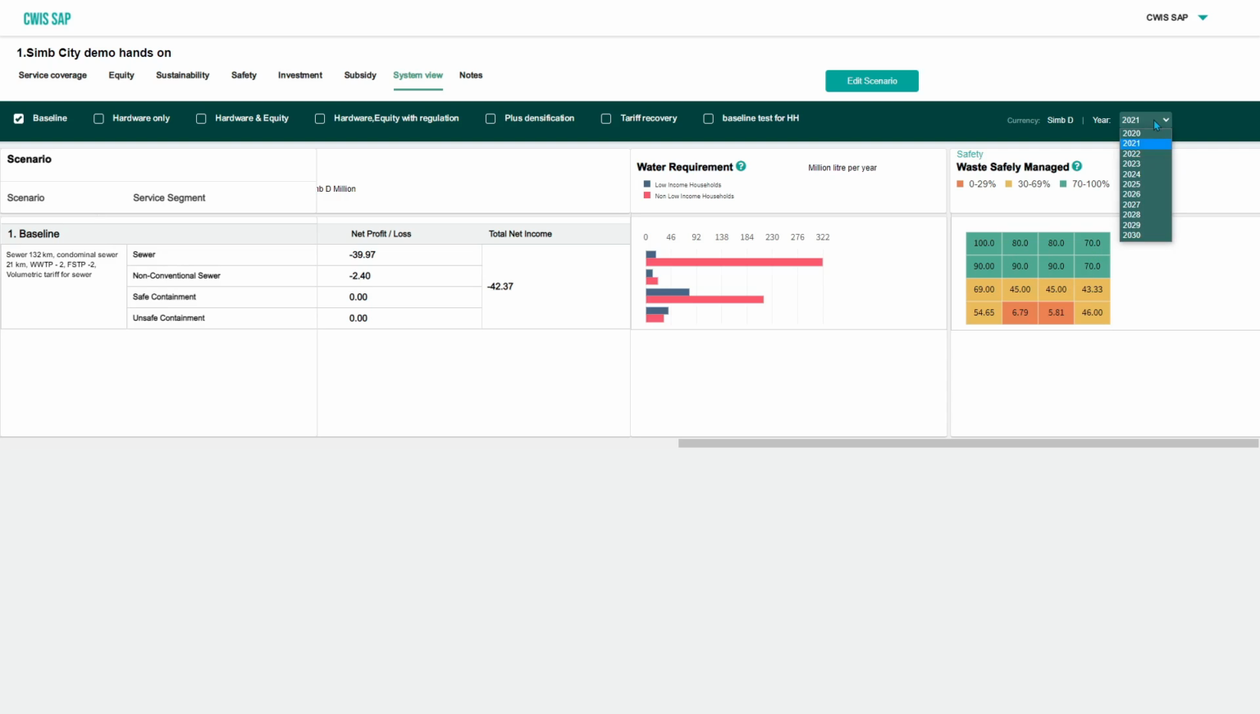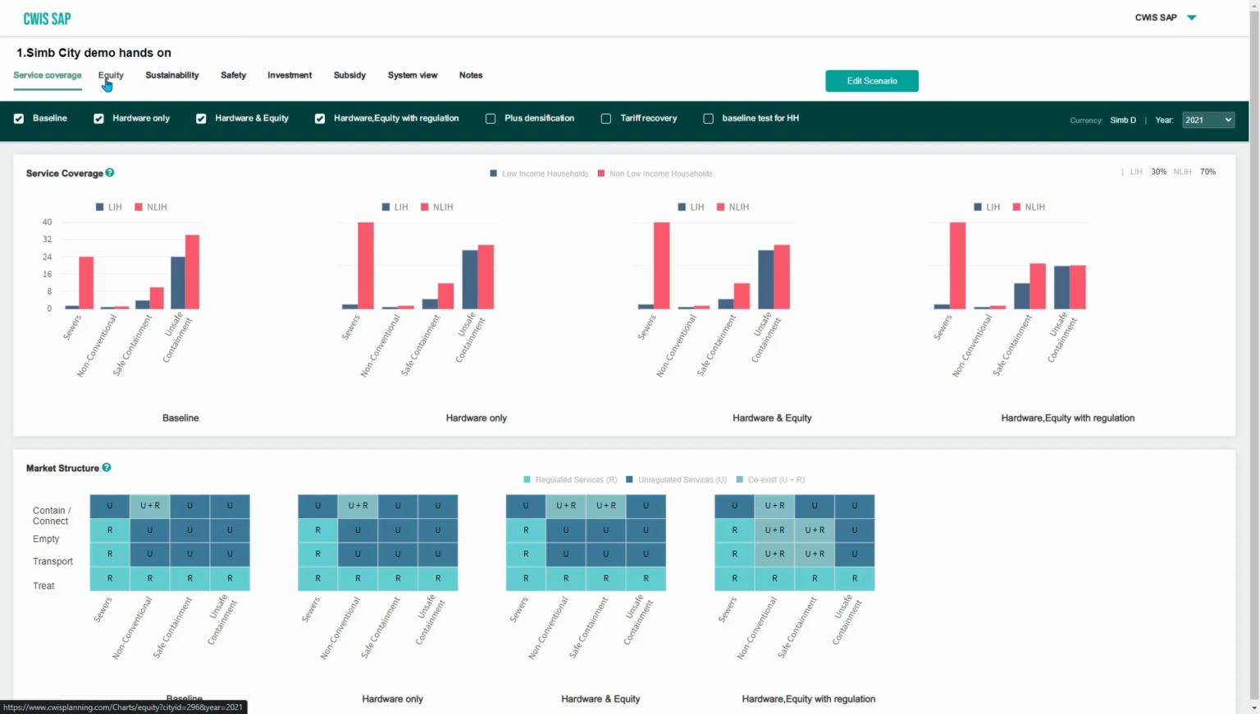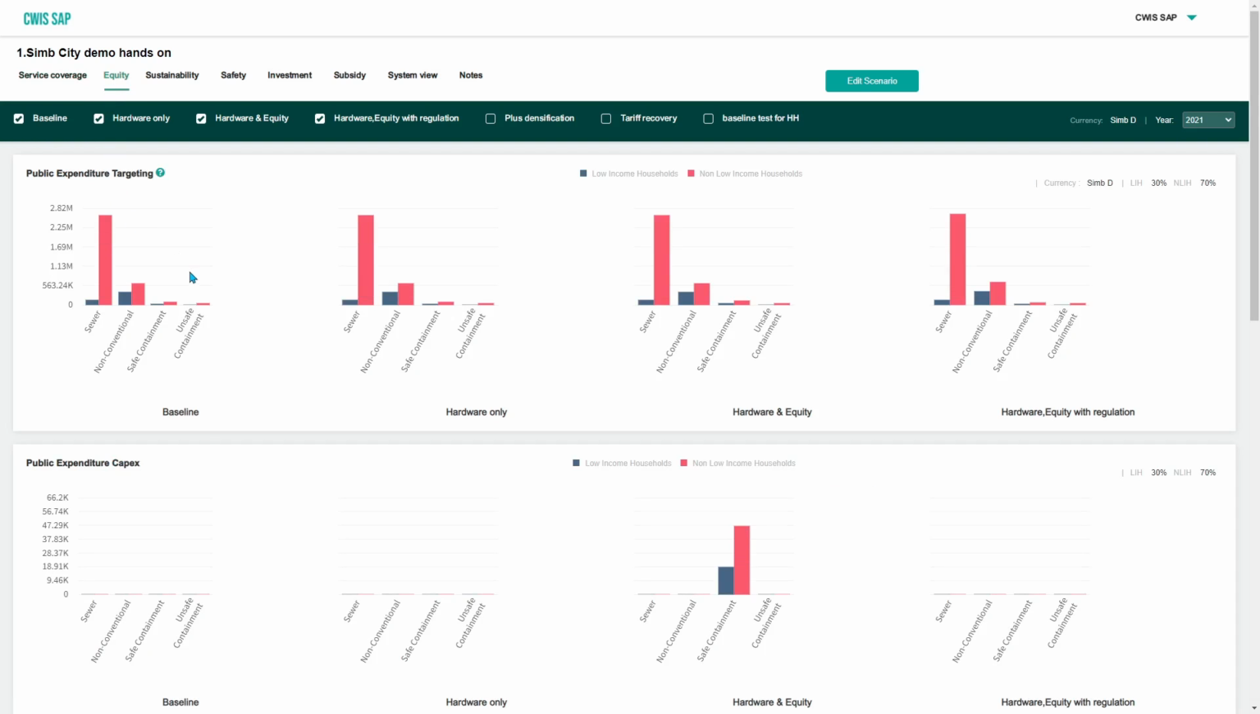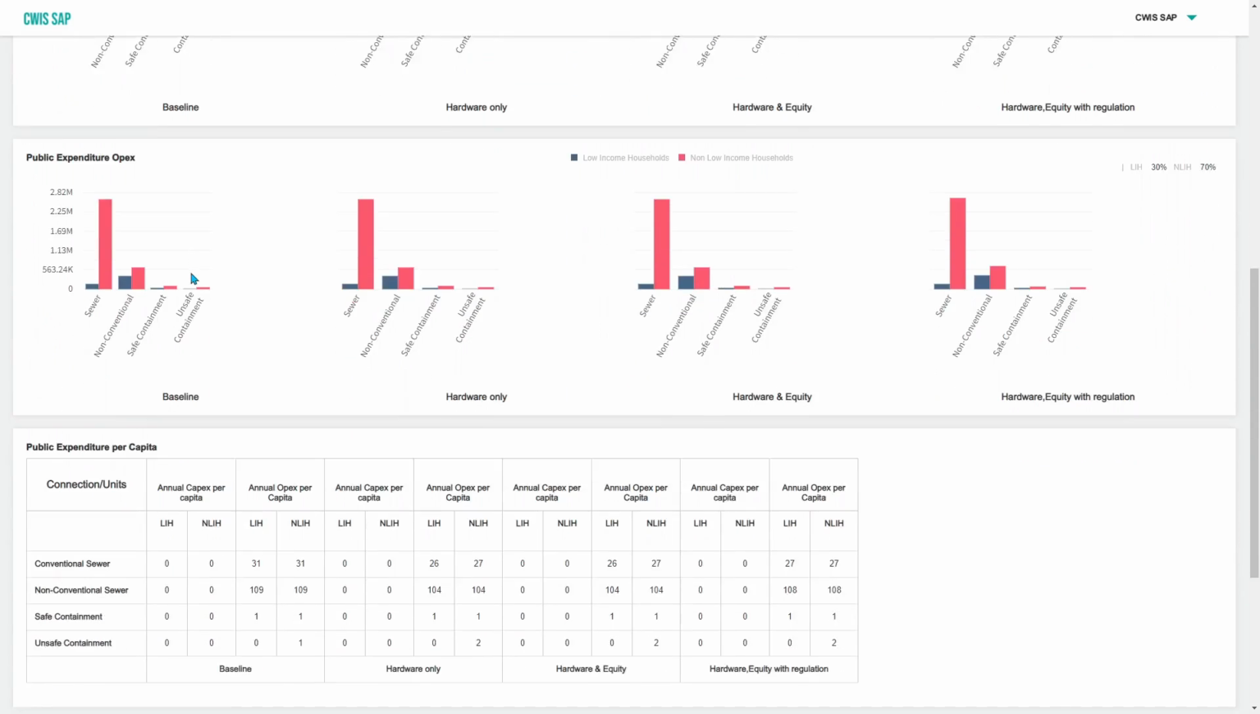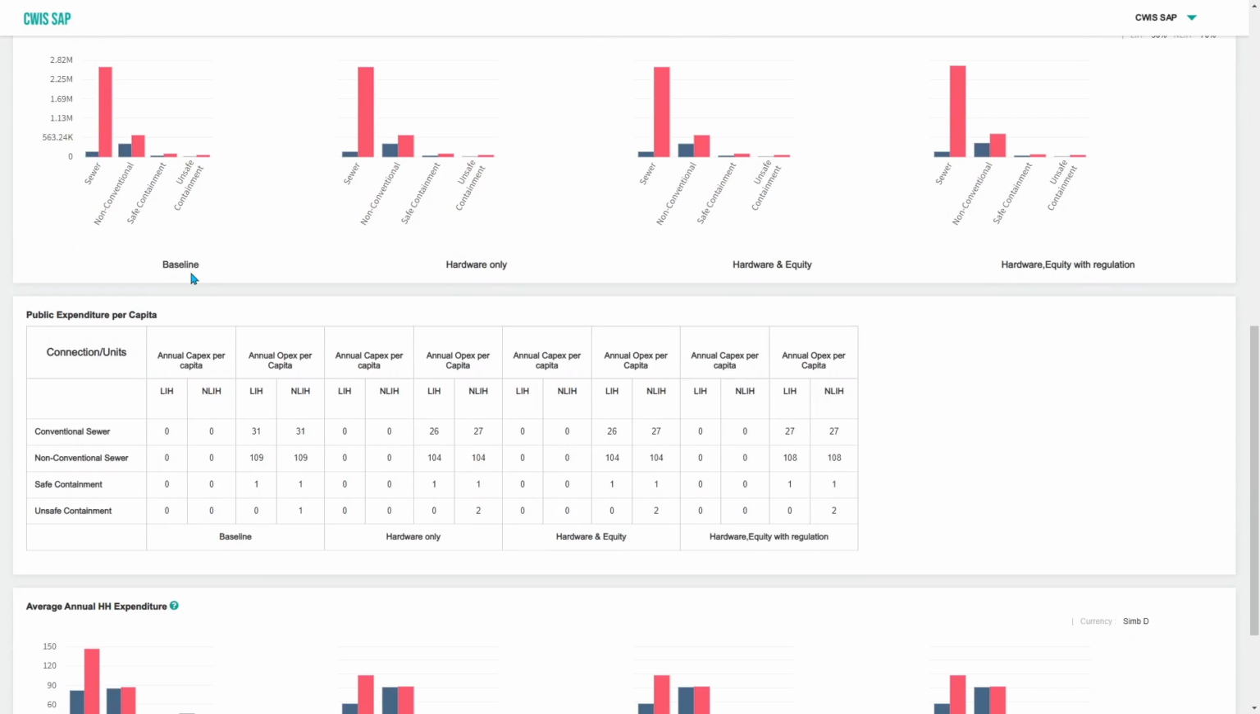The drop down of the year shows the average household expenditure or water requirement during a particular year within the projected 10-year period. If we move to equity, the public expenditure is broken down into capex and opex. It may also be useful to look at the capex and opex annually and also as per the public expenditure per capita.